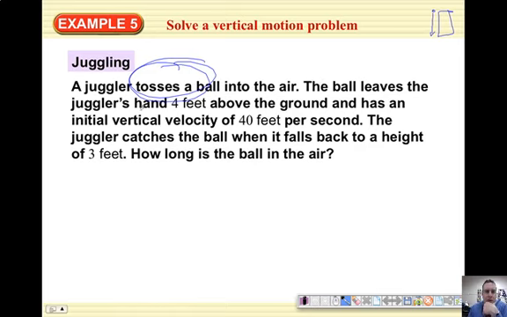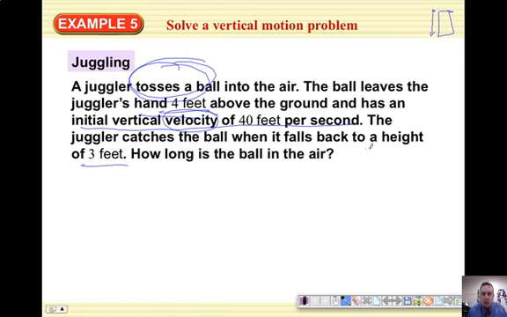So the ball leaves the juggler's hand at 4 feet above ground and has an initial vertical velocity of 40 feet per second. So, since he tossed it, there is something called velocity working on the ball. So that's the difference from dropping. I don't throw it with the velocity, right? The juggler catches the ball when it falls back at 3 feet. How long is the ball in the air?